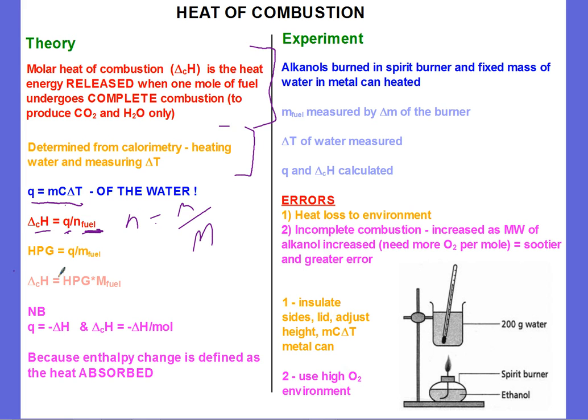Heat per gram is another fact you might know. Heat per gram is heat divided by the mass of the fuel, and you can calculate molar heat of combustion from heat per gram, because molar heat of combustion is heat per gram times the molar mass of the fuel.